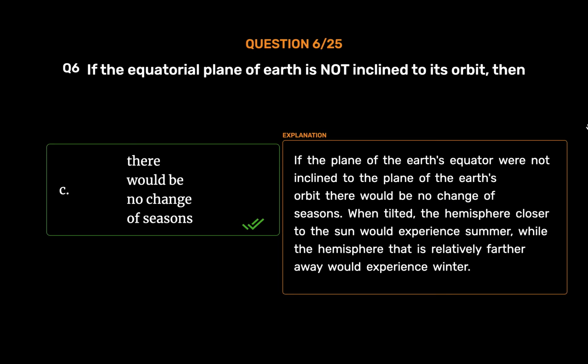If the plane of the Earth's equator were not inclined to the plane of the Earth's orbit, there would be no change of seasons. When tilted, the hemisphere closer to the Sun would experience summer, while the hemisphere that is relatively farther away would experience winter.